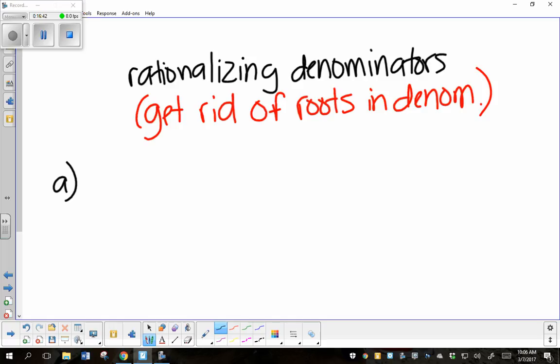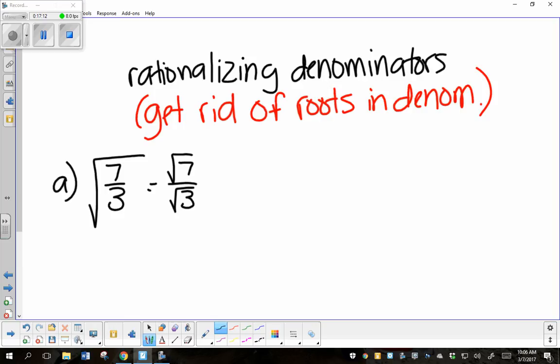So let's see, on A, we've got the square root of 7/3. So this one, it doesn't really look like there's a square root in the denominator, but if there's a square root around a whole fraction, that means there's a square root in the denominator. There's a square root over that 3, because this means the square root of 7 over the square root of 3. So we want to get rid of that square root of 3. We don't like it. Can you guys think of something?